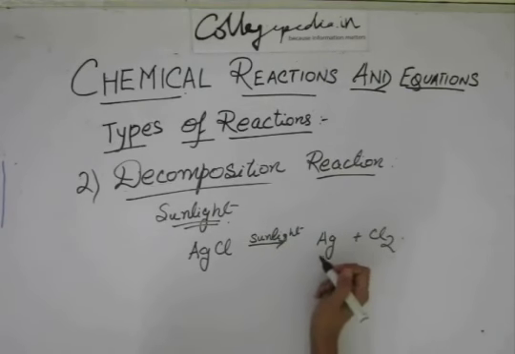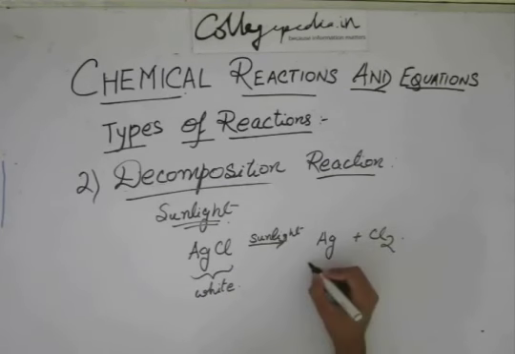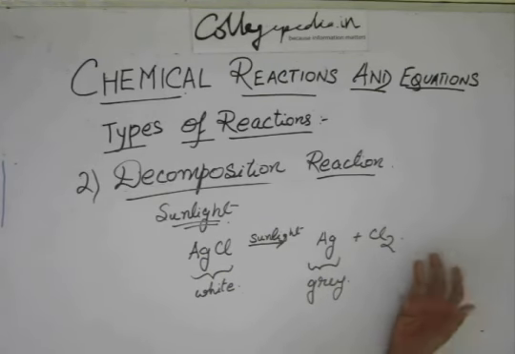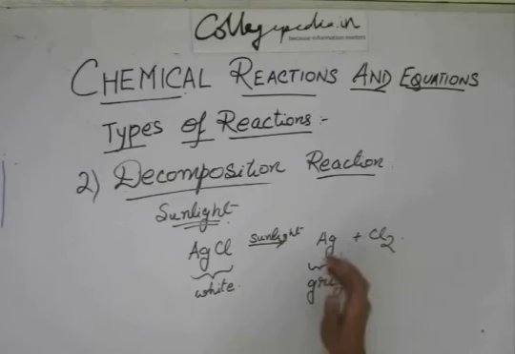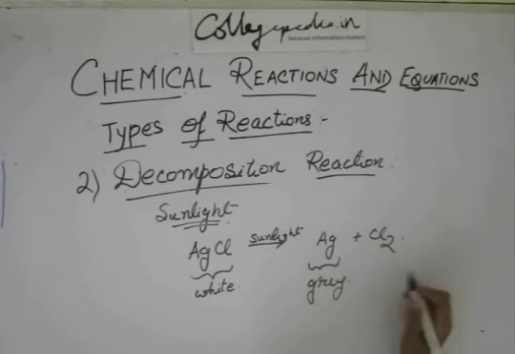So what happens is that AgCl is white in color, and this is gray in color. So when you keep it in sunlight, the white color of the compound reactant will change to the gray color of silver. And this white, which turns to gray, this can be asked as a question also.